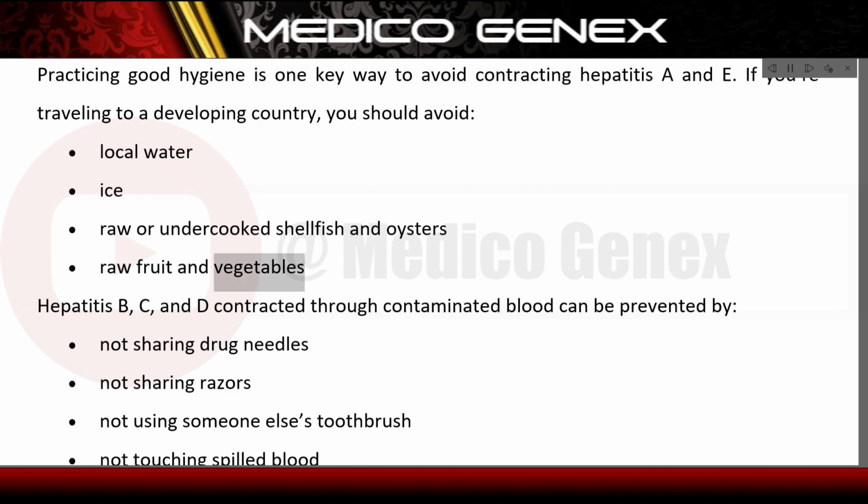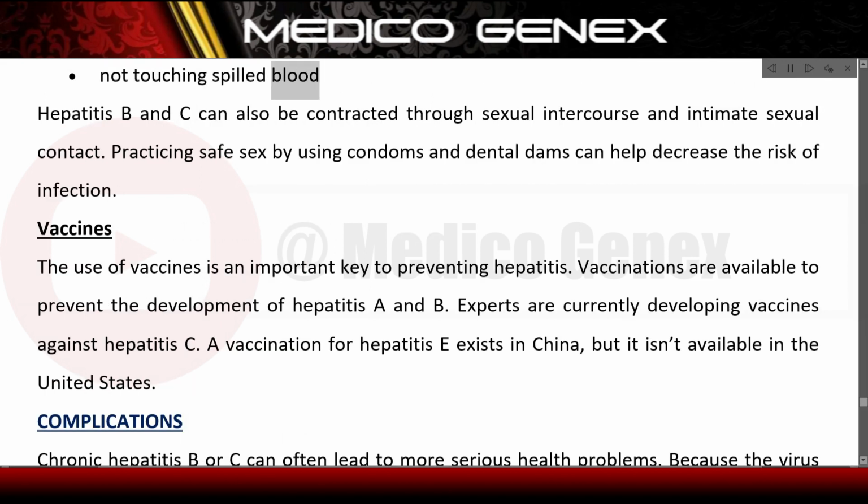raw fruit and vegetables. Hepatitis B, C, and D contracted through contaminated blood can be prevented by not sharing drug needles, not sharing razors, not using someone else's toothbrush, not touching spilled blood. Hepatitis B and C can also be contracted through sexual intercourse and intimate sexual contact. Practicing safe sex by using condoms and dental dams can help decrease the risk of infection.